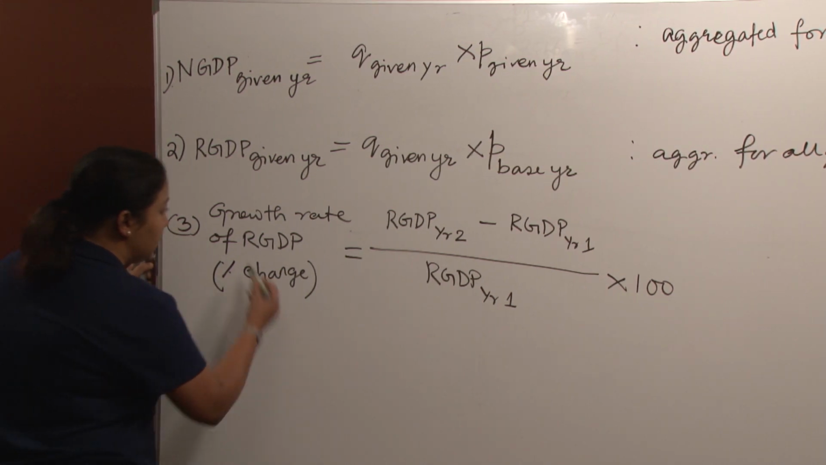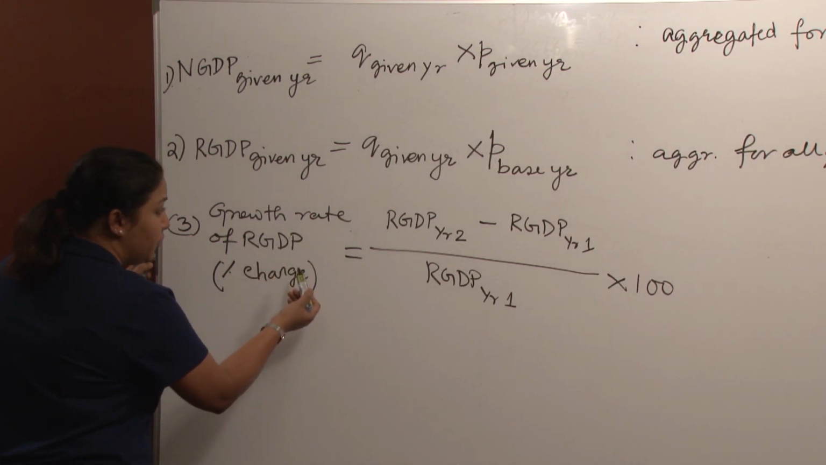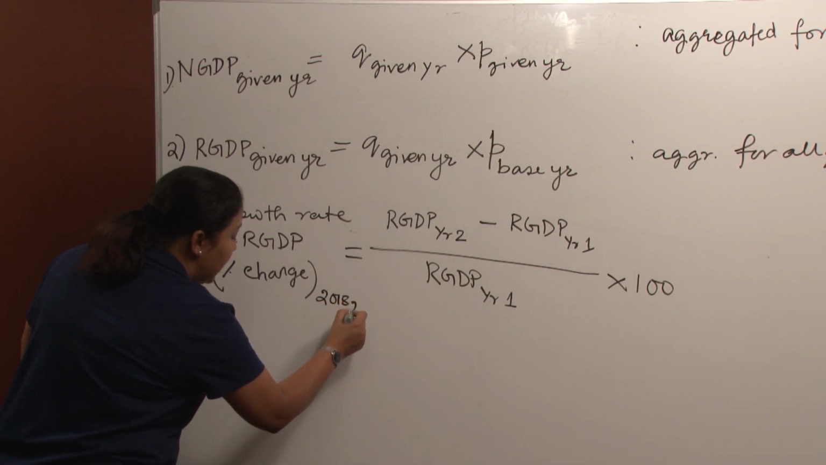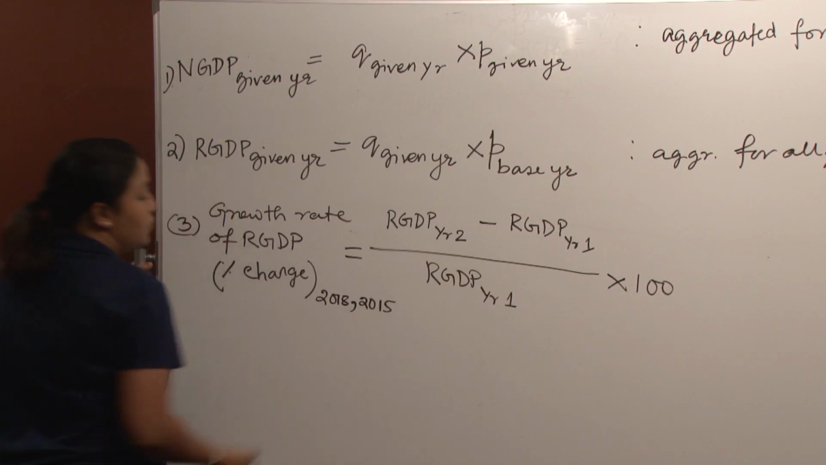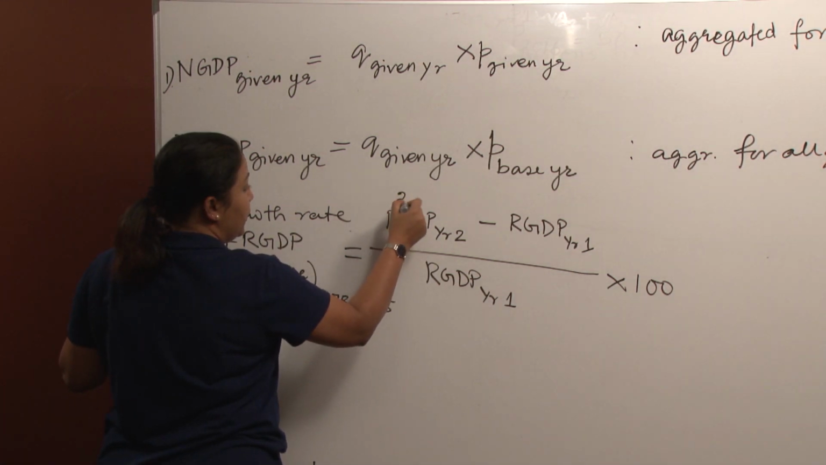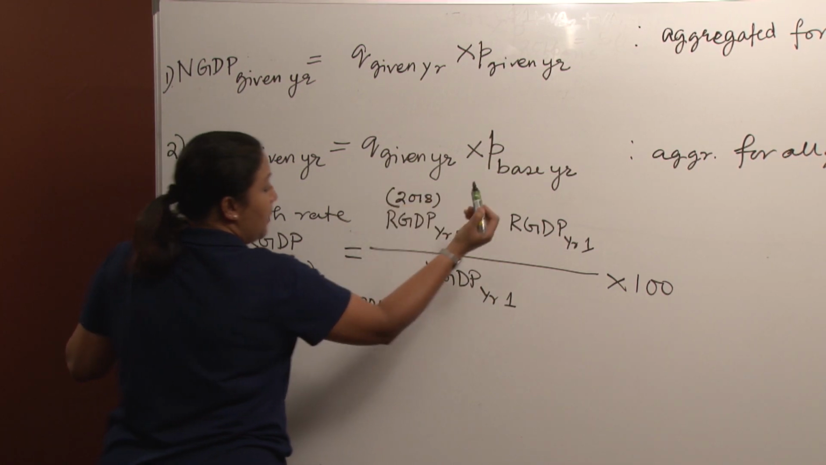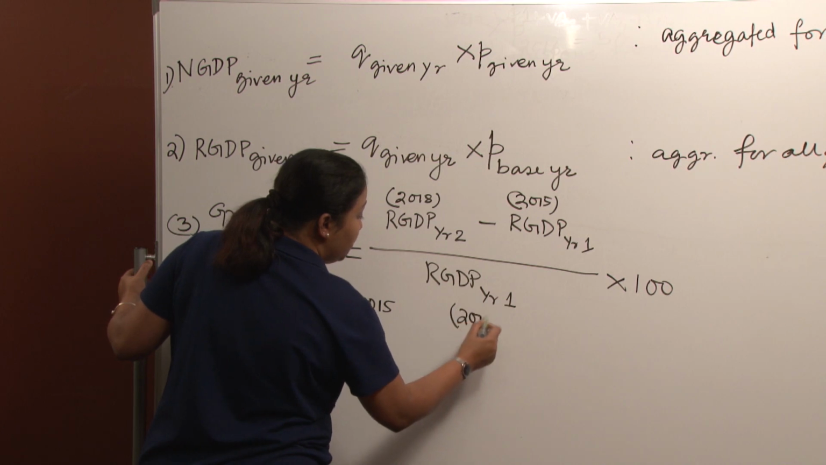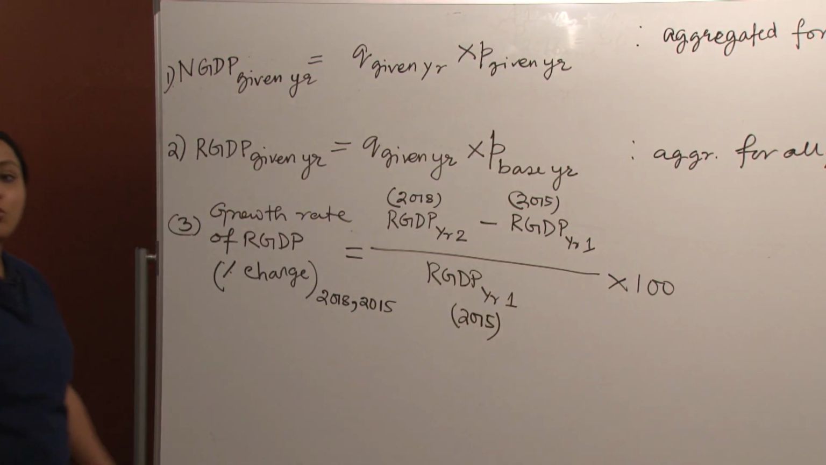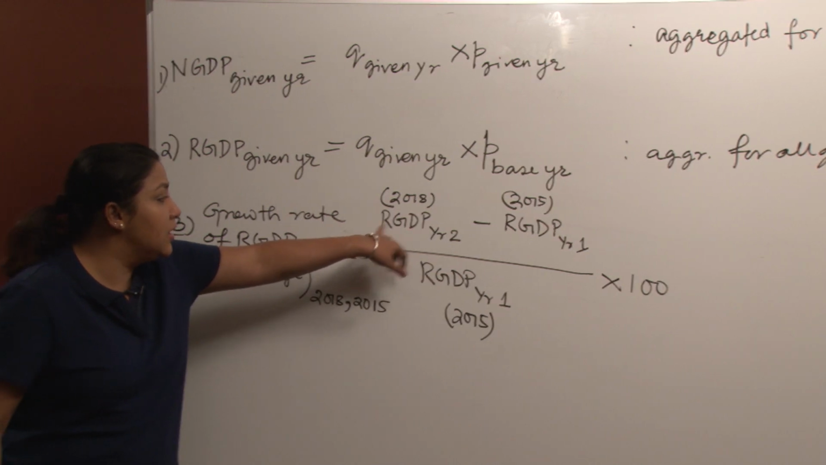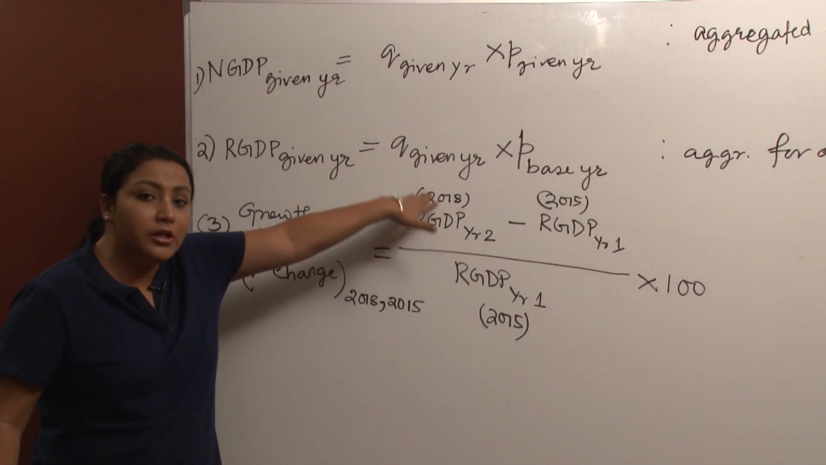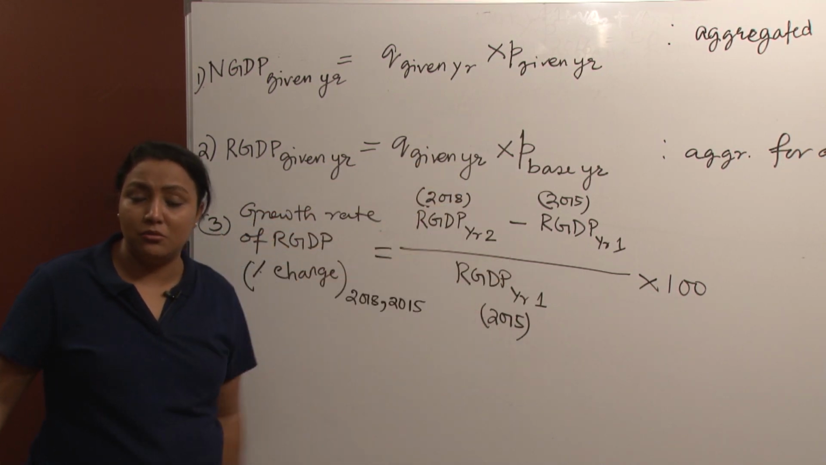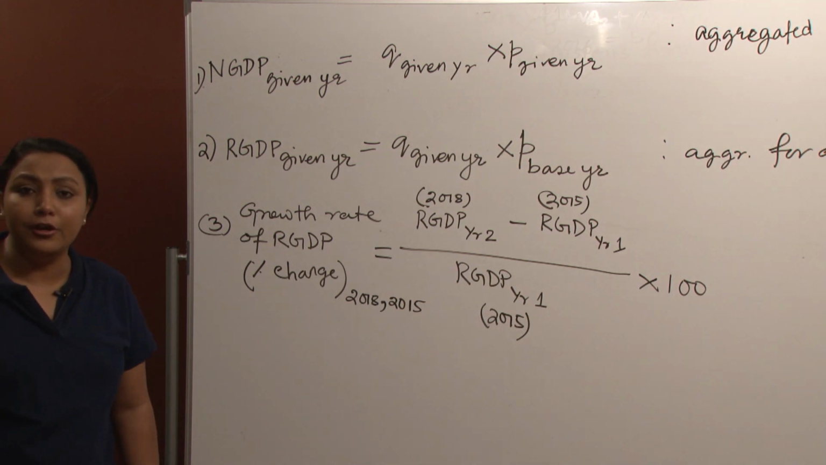So what are we doing basically? If you are trying to find the growth rate of real GDP between any 2 years, let's say 2018 and 2015, right? So what you are doing is basically you are taking the real GDP of 2018 minus the real GDP of 2015 divided by the real GDP of 2015 times 100. That is what we are doing, right? So the more recent year is always your year 2, right? So the real GDP of the more recent year minus the previous year divided by the previous year times 100. That's your growth rate of real GDP.